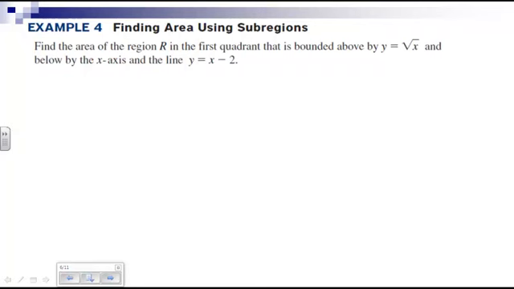Find the area of the region R in the first quadrant that is bounded above by y equal to the square root of x and below by the x-axis and the line y equal x minus 2. I think we need a picture.